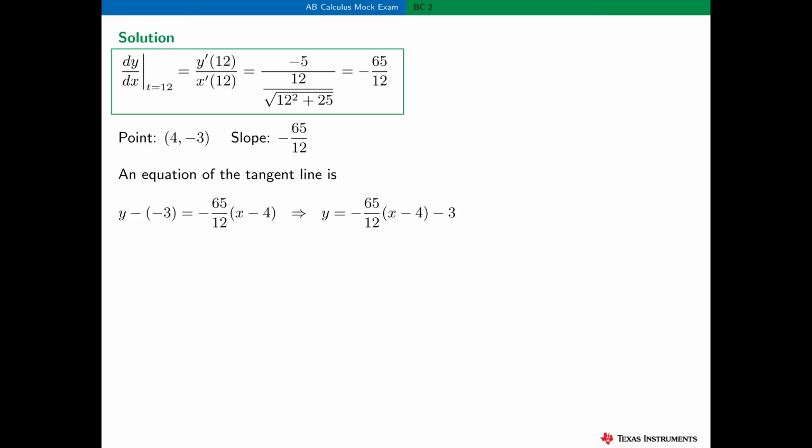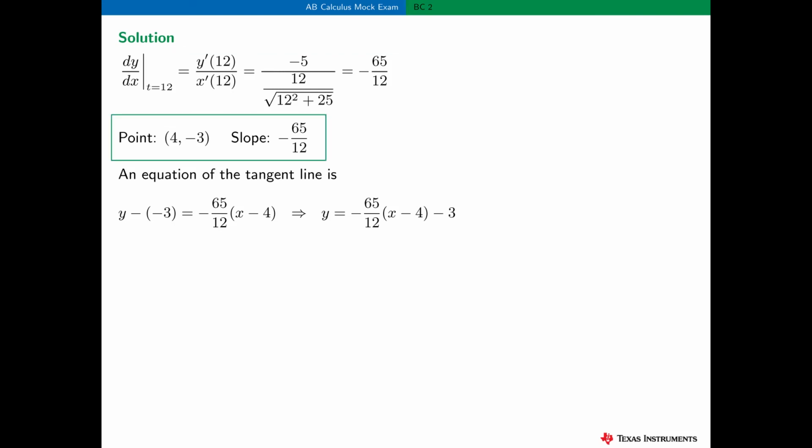The slope of the tangent line at t equals 12 is dy/dx evaluated at t equals 12, which is dy/dt over dx/dt, each of these expressions evaluated at t equals 12. Or, more compactly, y prime of 12 over x prime of 12. y prime of 12 is equal to minus 5 from the table. And we can use the expression given for x prime of t to find x prime of 12. So the slope of the tangent line is minus 65 over 12.